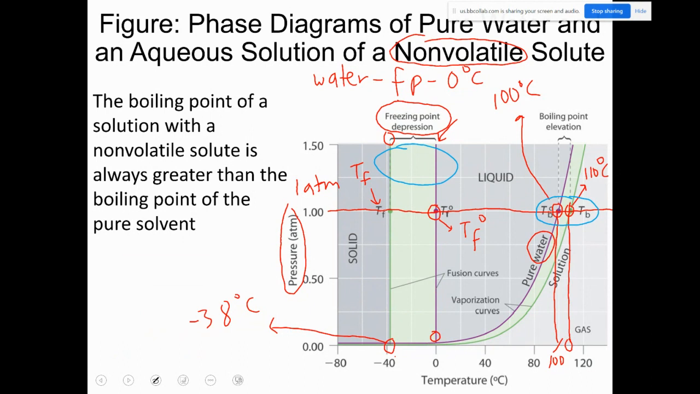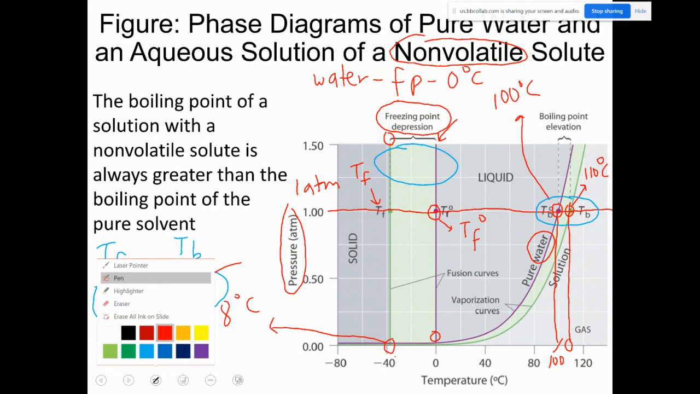All right, so the two phrases that I want you to be comfortable with, at least not the phrases, the terms which I'm going to use tomorrow: TF versus TF degree versus TB degree. Now, the TF degree is the freezing point of pure water. That's why this degree sign is here. TB degree is the boiling point of pure water. That's why the degree sign.